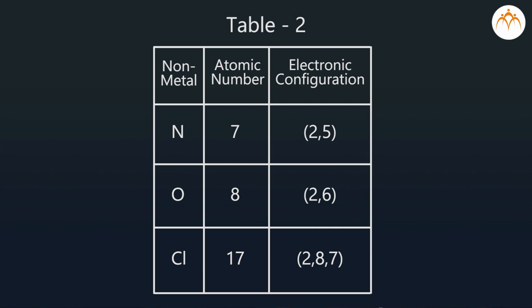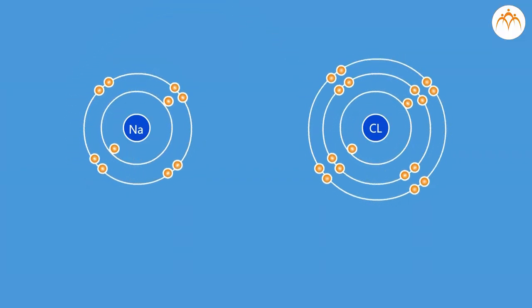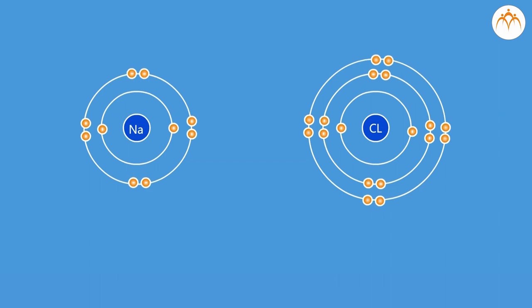Similarly, in the second table, you can see that the outermost shell has more than 4 but less than 8 electrons. So, they need electrons to complete the octet to attain the stable state. Now, consider the sodium ion. When a sodium atom loses one electron from its outer shell, the octet in the second shell is completed.